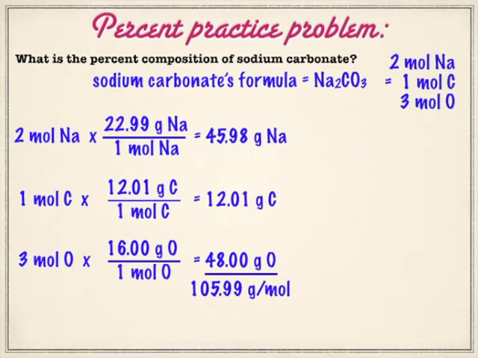Anyway, so we have 2 moles of sodium, 1 mole of carbon, 3 moles of oxygen. You could just add all those up, or you can do the factor label and get the molar mass of sodium carbonate being 105.99 grams per mole.